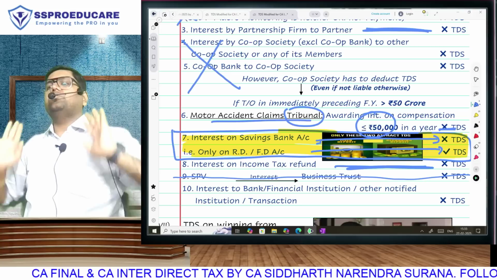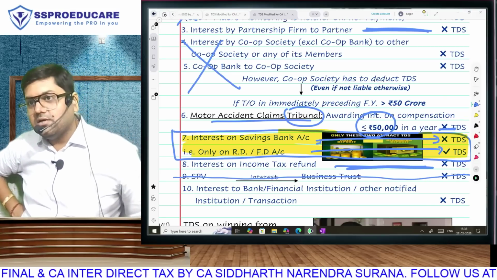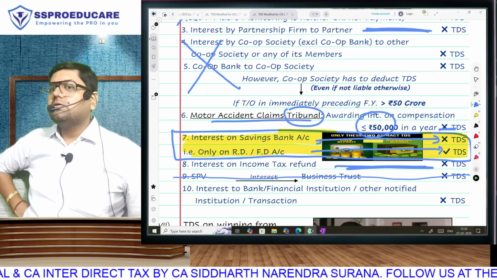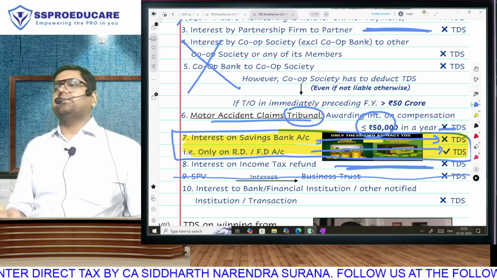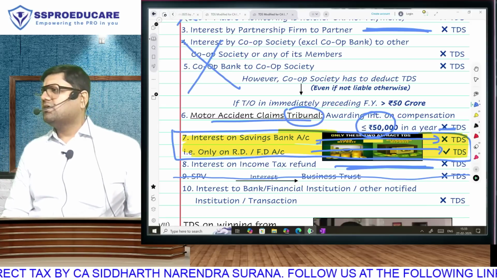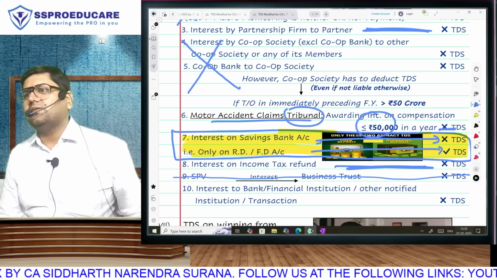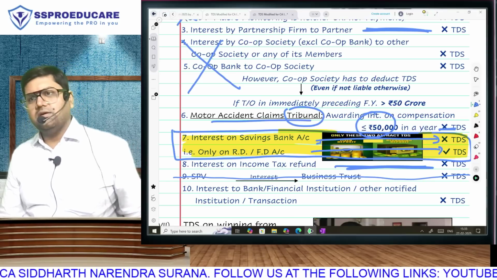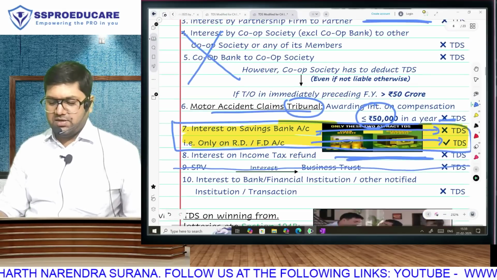Any student who knows why TDS has come knows the logic. TDS came why? So that you declare. You can't hide this interest from the income tax department. Why? They are only paying us, no? So you can't hide this income. Therefore, they will not deduct any TDS on this. Is that clear? One point which is not applicable is already cancelled.